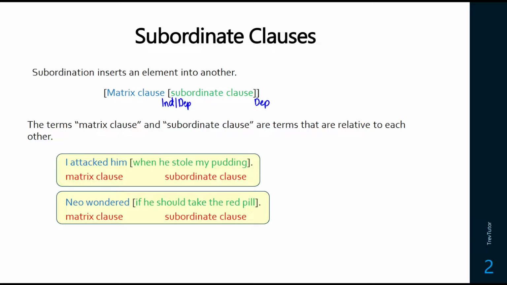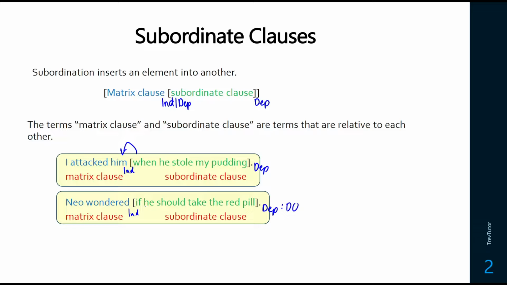So, "I attacked him when he stole my pudding." "When he stole my pudding" is the dependent clause that depends on the independent matrix clause to exist. "Neo wondered if he should take the red pill." So here we have a dependent clause. It's acting as a direct object here, and then "Neo wondered" would be the beginning of our main clause here because it has a subject and tensed predicate.